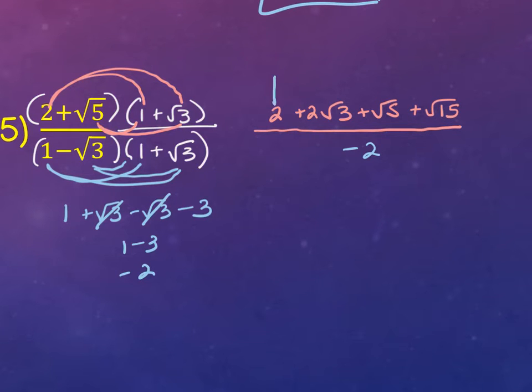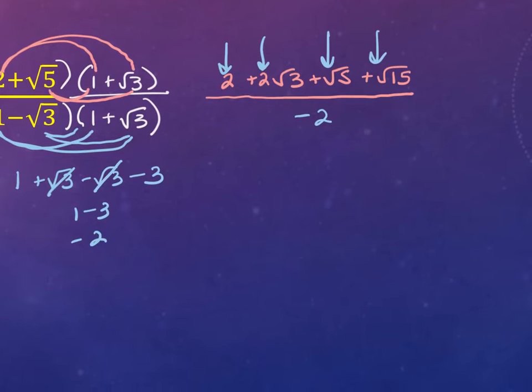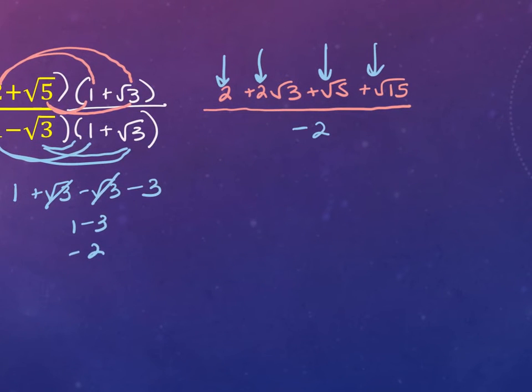Now 2 can go into the first term and into the second, but it can't go into the ones that follow. It would have to go into every term in order to simplify this. So we actually leave this entire thing as our answer.